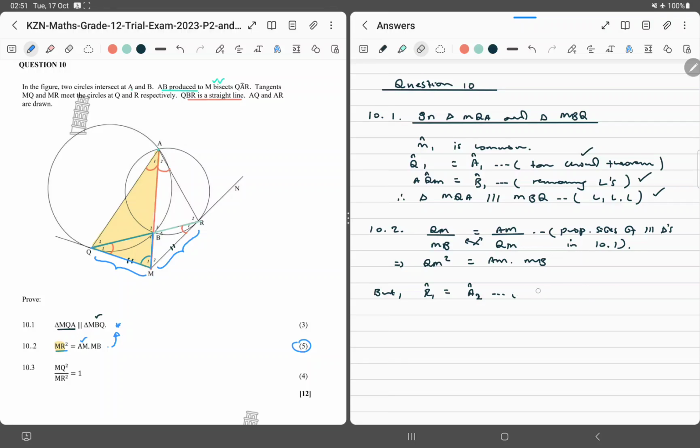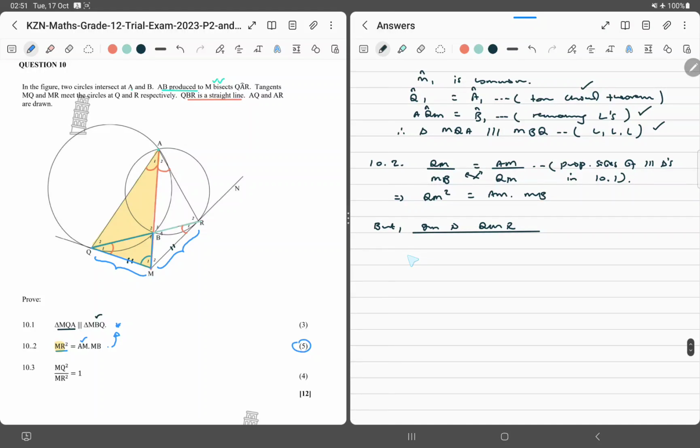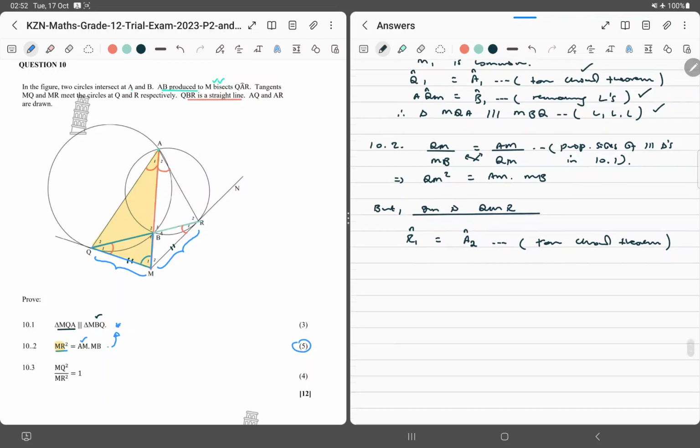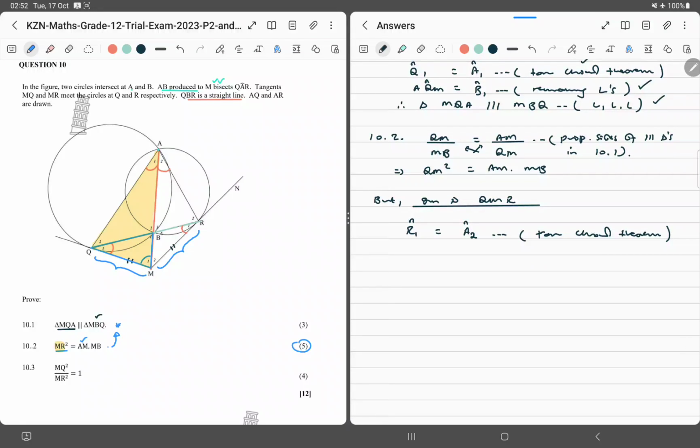Let's put a structure into this and say, but in triangle QMR, because we know we're going to be focusing on this triangle, we know that angle R1 is equal to angle A2. Why is that? Tan chord theorem. In fact, if you don't know the tan chord theorem, you don't know grade 12 Euclidean geometry, right? Because it's so common. Not knowing it and recognizing it is a crime.